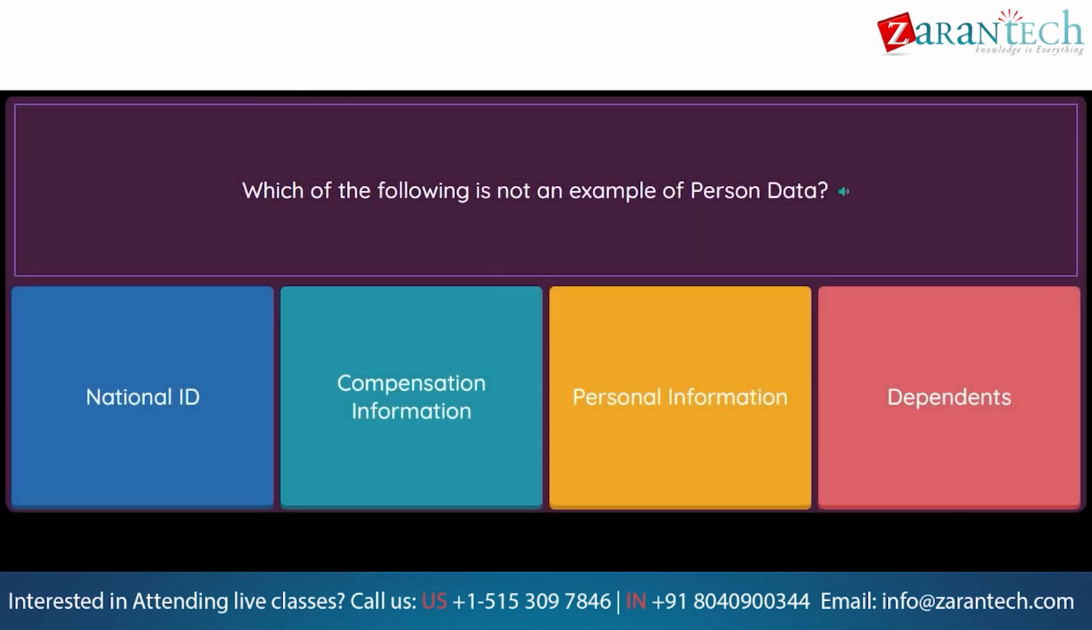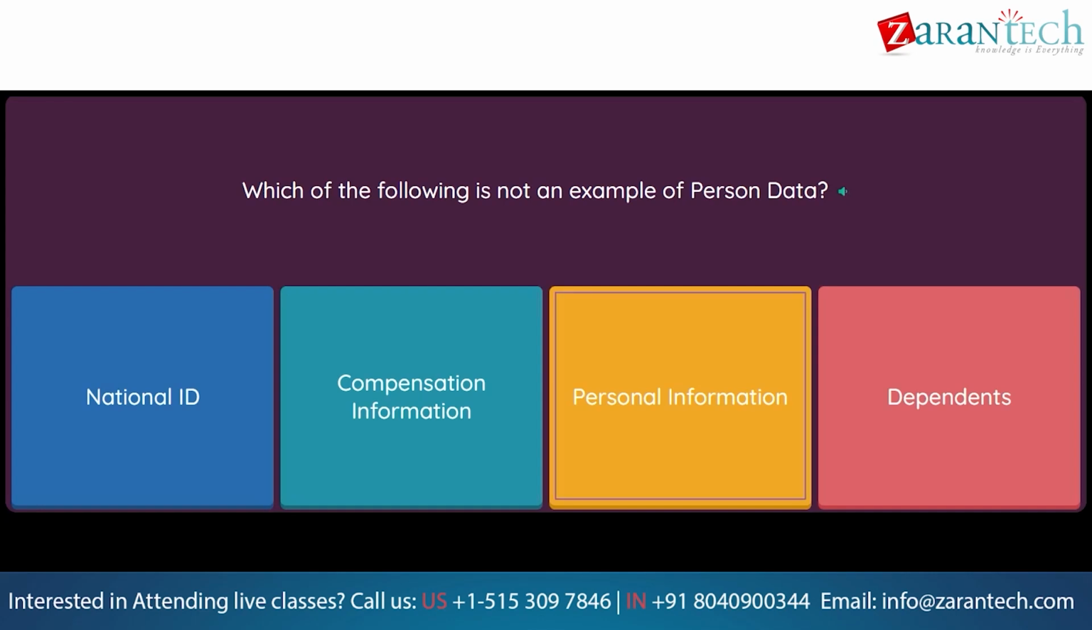Question: which of the following is not an example of person data? Option 1, national ID. Option 2, compensation information. Option 3, personal information. Option 4, dependents.